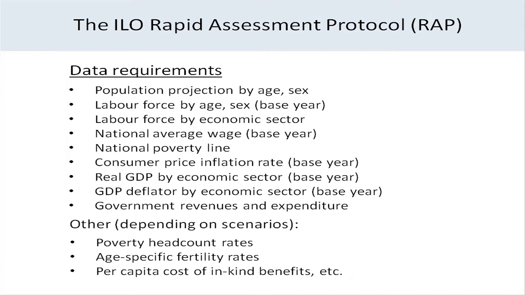So a few words about the data requirements. This is mainly for the blue sheets. For the population, we need a projection. Then we have the labor force by age and by sex. Labor force by economic sector, if the data is available, so we can distinguish between the primary sector, secondary sector, and tertiary sector, the service sector. The national average wage, and we have the poverty line. This is quite important, if it's available, as it is the benchmark for setting our benefits.